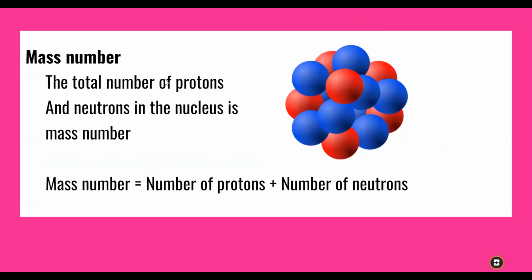Mass number is the total number of protons and neutrons, as you observed in the simulation. Protons and neutrons are both in the nucleus. Okay? So together, they're called the mass number. The mass number equals the number of protons plus the number of neutrons.